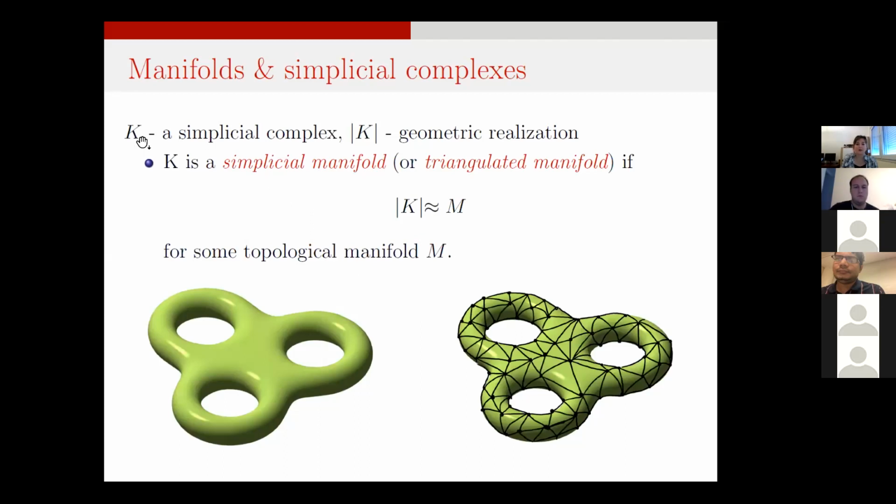So what I'm going to use is that K is a simplicial complex, and this is its geometric realization. And I say that something is a simplicial manifold or triangulated manifold if its realization is homeomorphic to some topological manifold, something like this. So we know what we are talking about. So when we make it smooth, that's a manifold. This is the most common definition, but I need to mention two others because that's what we used.